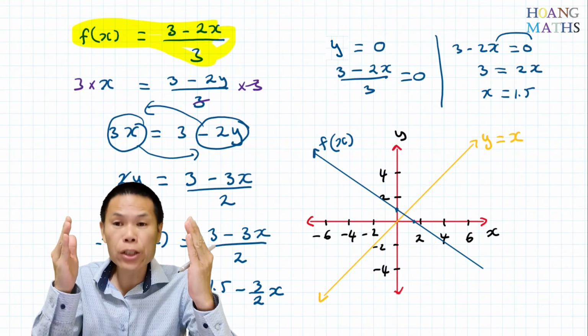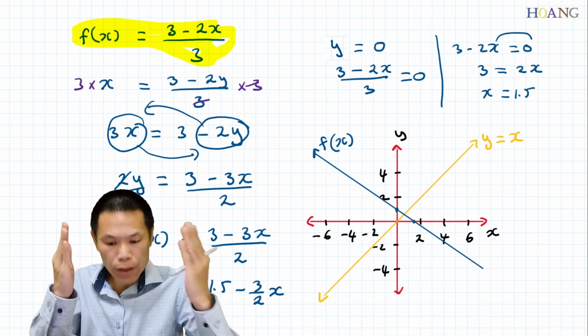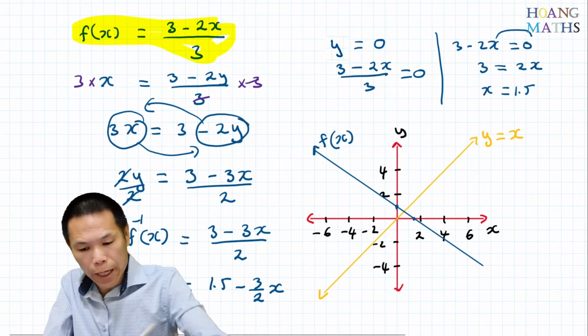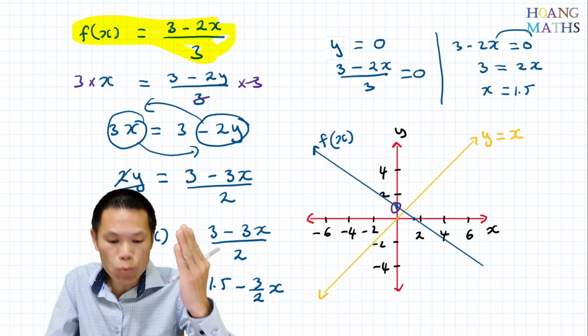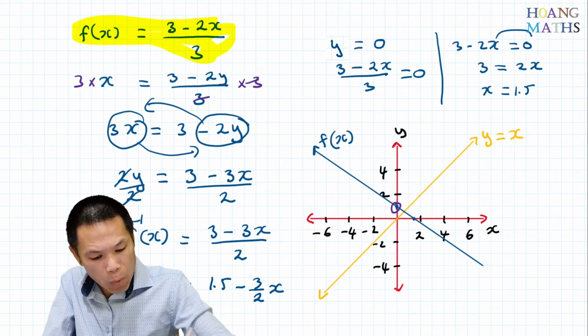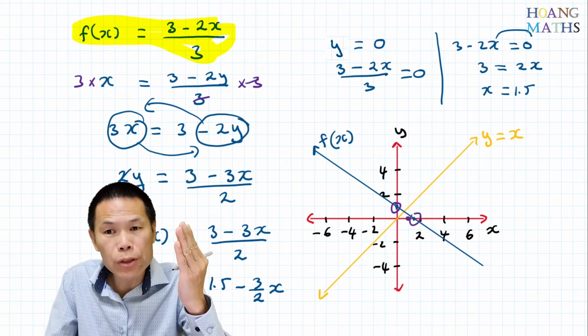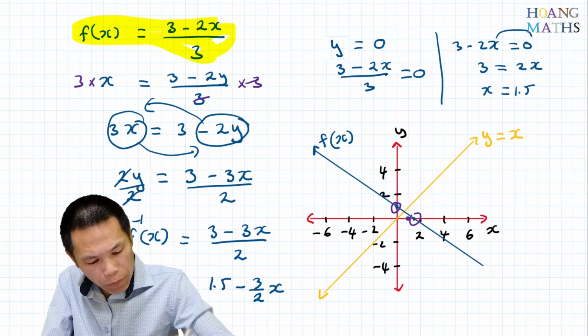So now let's sketch the inverse of this. The inverse of this, I can just look at the graph and sketch it, okay? So (0, 1) becomes (1, 0). And this point here, (1.5, 0), becomes (0, 1.5). So it's here somewhere, okay?